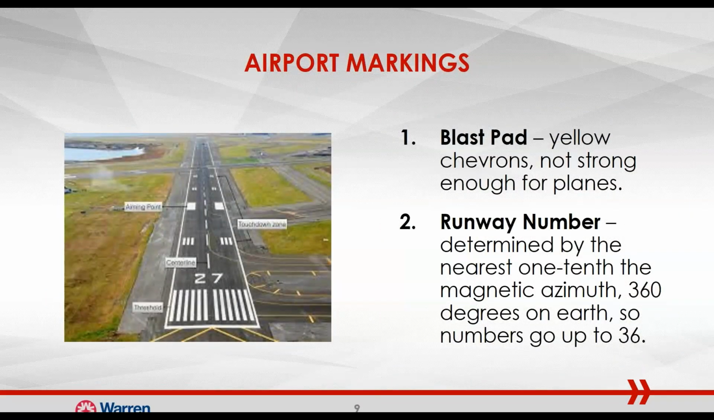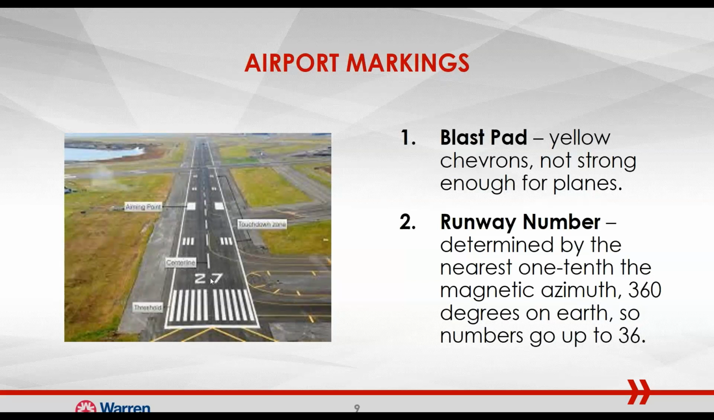Let's talk a little bit about the airport markings. There are markings on a runway. One is the blast pad, and these are designated by these yellow chevrons. And this would be where, if it was a jet airplane, the exhaust would come out. So that's why it's called the blast pad.